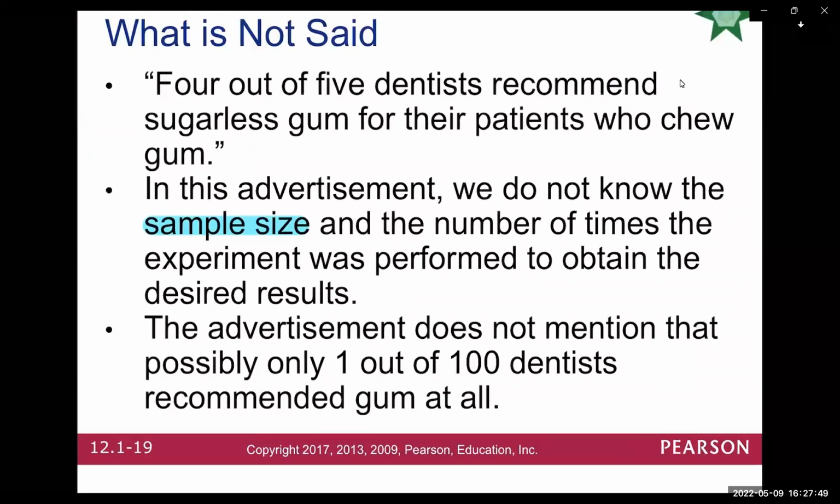Okay, so they're saying that 4 out of 5 dentists recommend sugarless gum for the patients who chew gum. What if they don't chew gum? Does the dentist recommend gum at all? It says here the advertisement does not mention that possibly 1 out of 100 dentists recommend gum at all, because they're saying only the patients who chew gum. The dentists recommend, 4 out of the 5 dentists recommend sugarless, but we don't know how many doctors recommend gum at all. So that's another misleading thing that they don't tell you in the fine print.